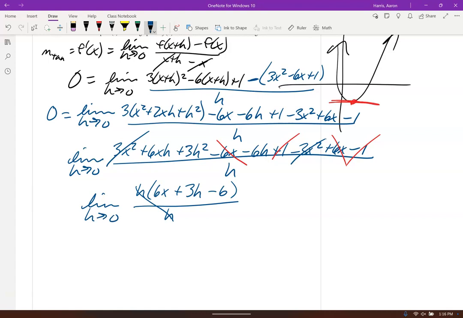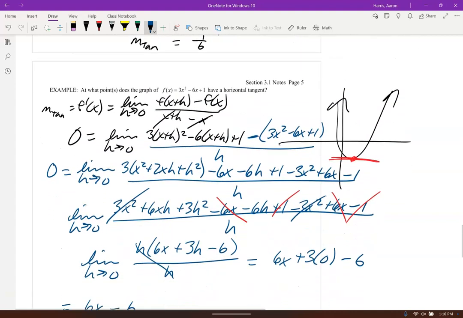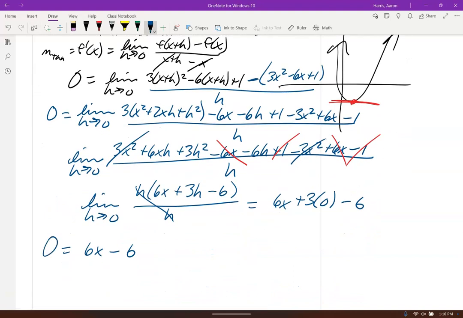Now I'm going to throw the 0 in for h. So I have 6x plus 3 times 0 minus 6. So I'm just left with 6x minus 6. There's my derivative. There's my slope of the tangent. Well, we said the slope of the tangent's got to be horizontal, right? Up here we said, at what point does it have a horizontal tangent? In other words, where's my slope 0? And now we're going to solve for x. So we'll add 6 to both sides, divide by 6. So it happens when x is 1.